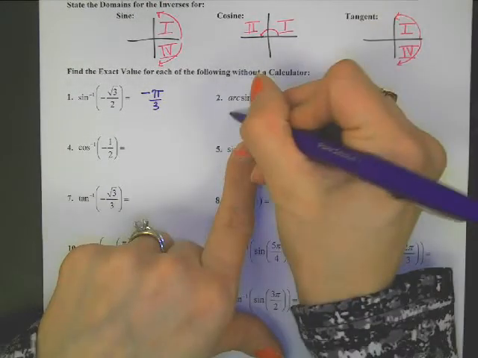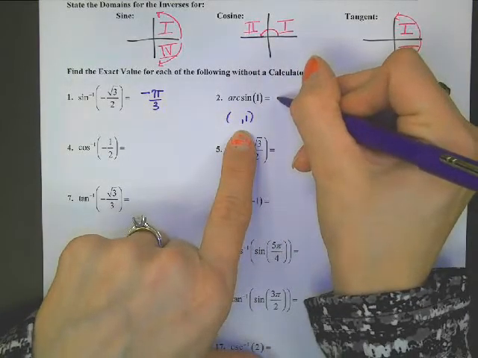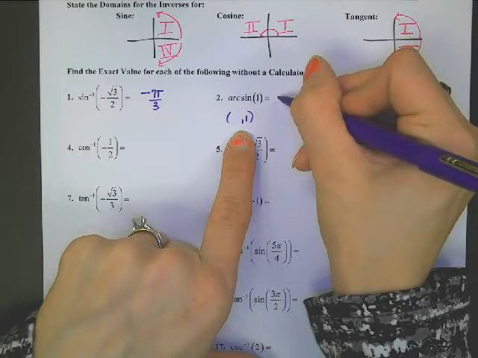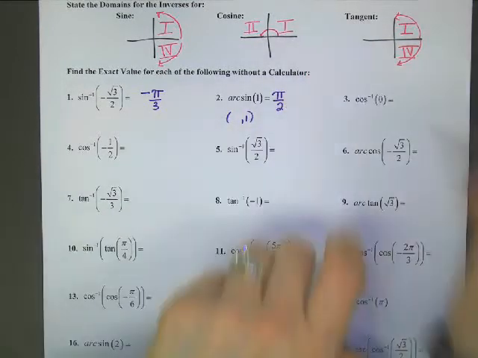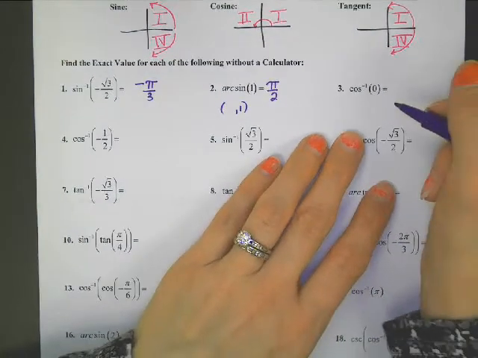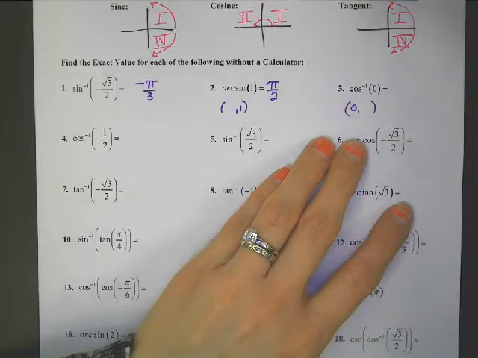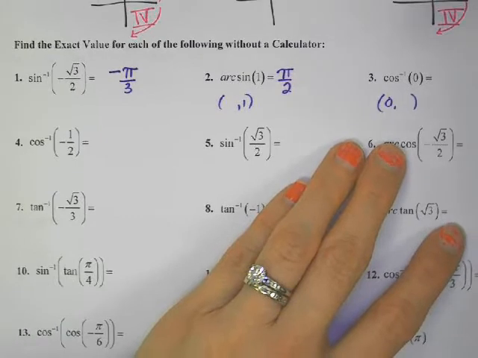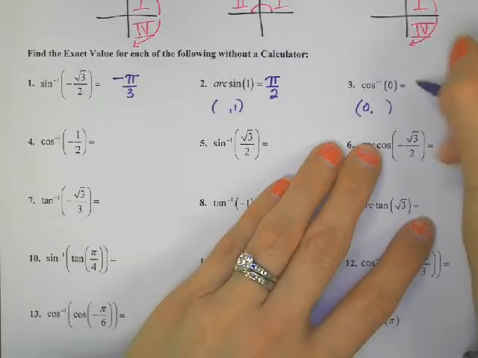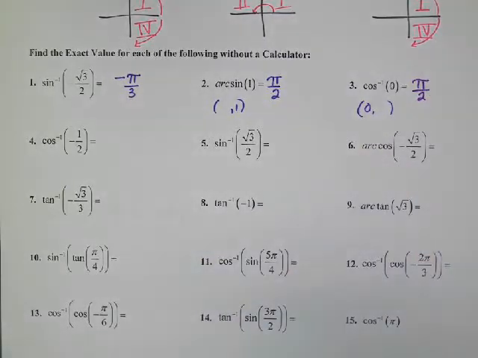Arc sine, I'm thinking of an angle where the second value is 1. What angle am I thinking of? Pi over 2. Let's do it again. I'm thinking of an angle. The cosine, the first value, is 0. What angle am I thinking of? The answer is pi over 2. Okay? Again, try to think of the answer before I say it.